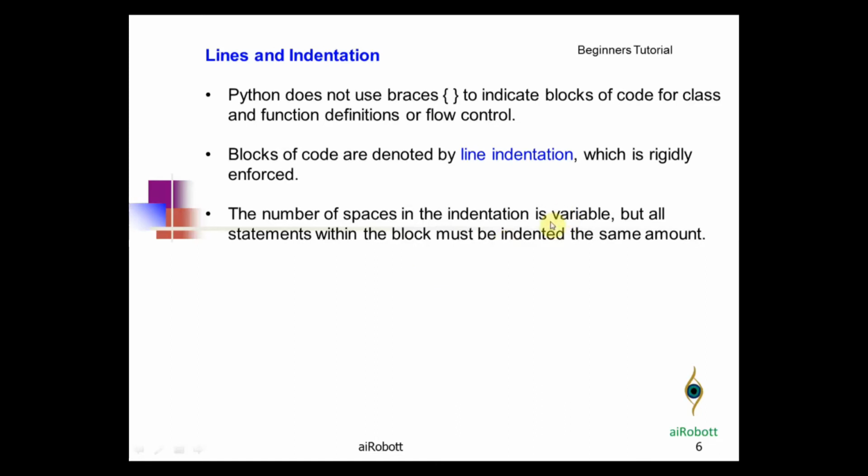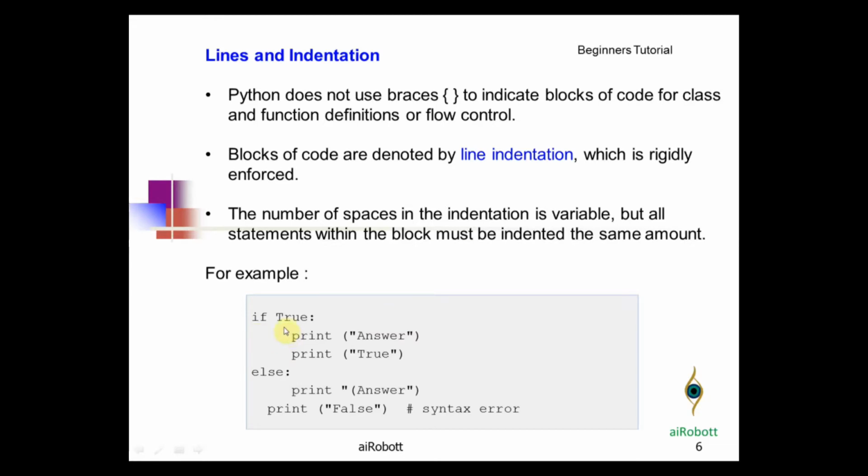The number of spaces in the indentation is variable, but all the statements within the block must be indented the same amount. Let's take an example. Here, if true, print answer, print true. Observe these two print commands here. Those are indented the same distance. Similarly, in else, also print at the same distance from the start. This is called indenting.